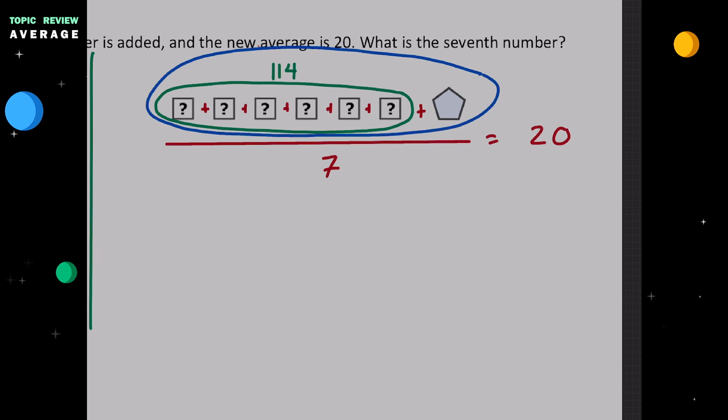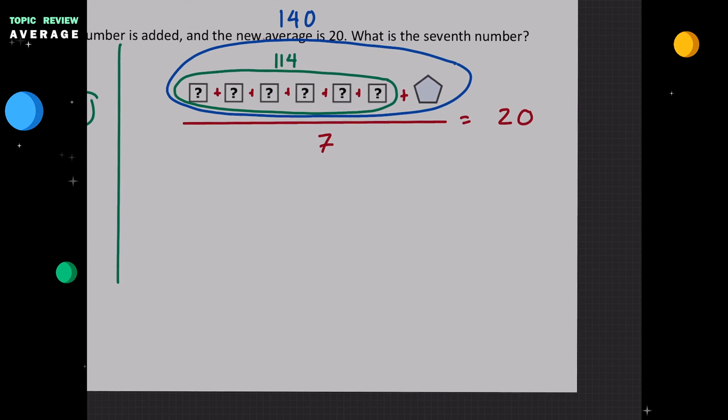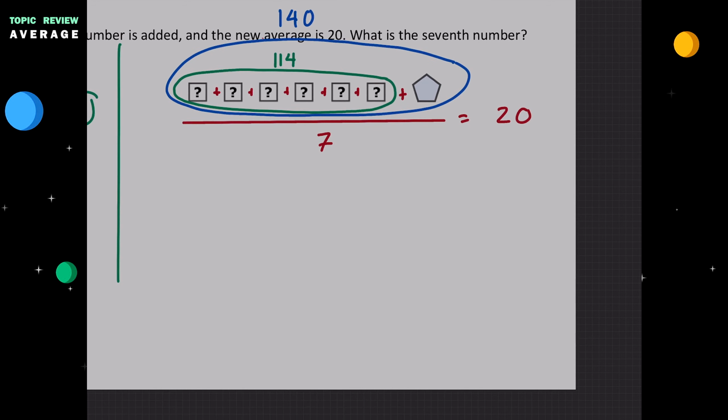I can work it out. How do you find the total of all those numbers on top there? Well, easy. Take the bottom number, multiply them together. If I multiply 7 times 20, I will get 140. So all these 7 numbers add up to 140. Now the first 6 numbers is 114. So you've got 114 plus one more number, and you're going to get 140 as a total.